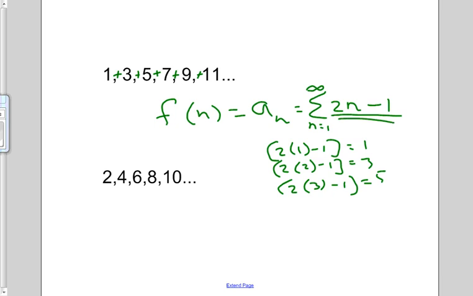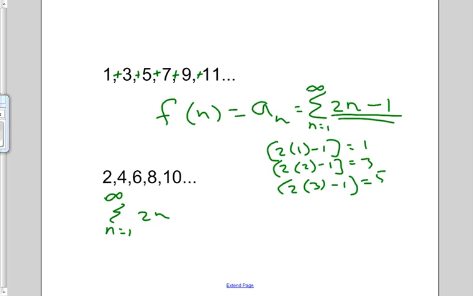Whereas if I want to get even numbers, I don't need that minus 1. I can just put 2n, and I'm summing it from n equals 1 to infinity. And when n is 1, I get 2. When n is 2, I get 4, when n is 3, 6. And that ensures getting even numbers.